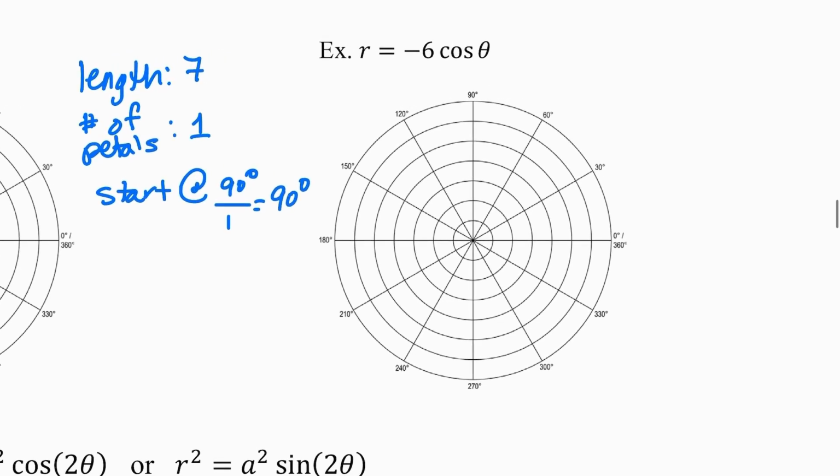So I don't have to do all of that length and petals thing if I notice that it's just 6 cosine theta. It's a single petal rose. But if I asked for 6 cosine theta, I would have started at 0 degrees. That negative sign reflects it over the vertical axis. So you end up getting a point starting at 180 degrees. So 1, 2, 3, 4, 5, 6. So you get a single petal rose, which is the exact same thing as a circle.